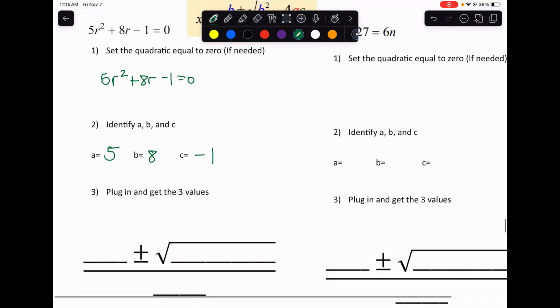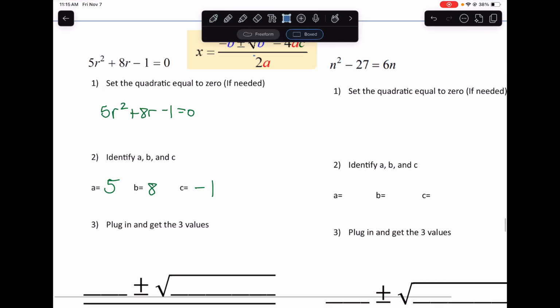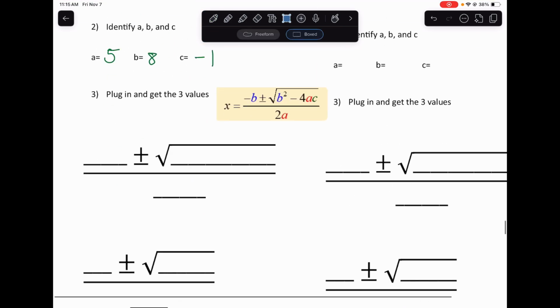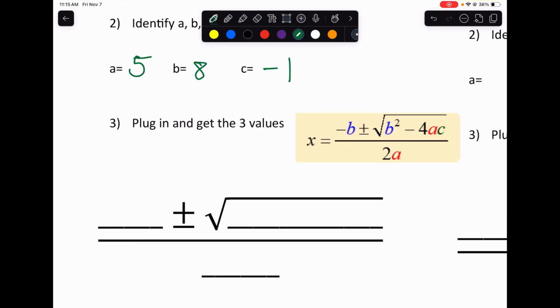So let's go ahead and put these in. I'll drag this down so we can see it as I'm plugging it in. So we have -b. What I recommend you think of that as is just the opposite of b. So if b is positive, you're going to put a -b. If b is negative, you're going to put a positive b here. So since b is positive, we switch the sign of it and we get a -8.